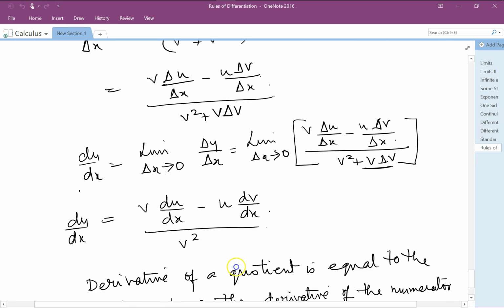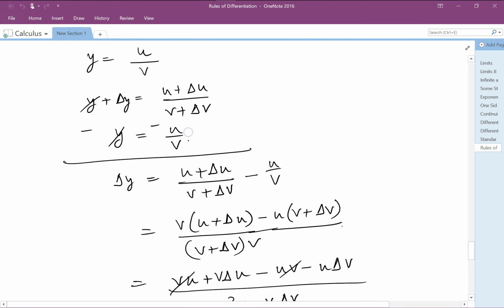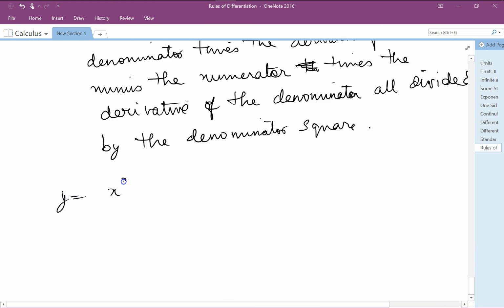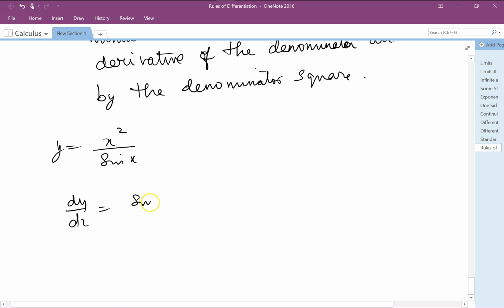So let's do the problem which we started off with. What is that? x square by sine x. So y is equal to x square by sine x. So dy by dx is equal to sine x times the derivative of the numerator, so 2x, minus the derivative of the denominator, cos x, times x square, divided by sine square x.